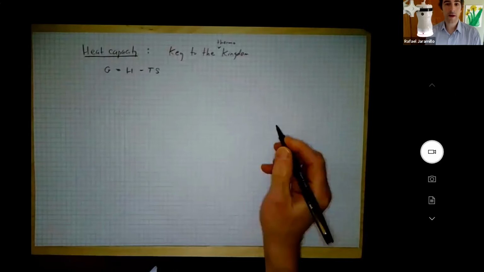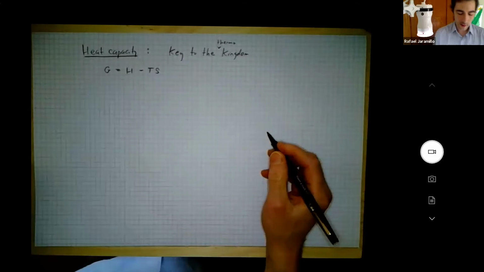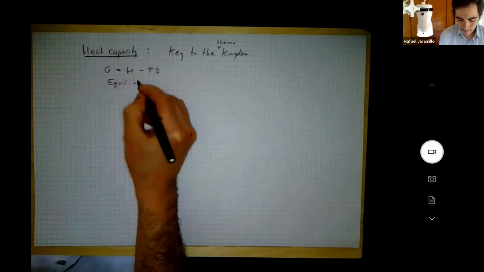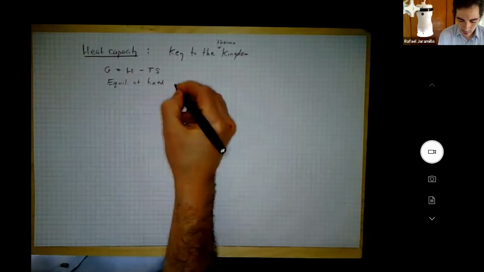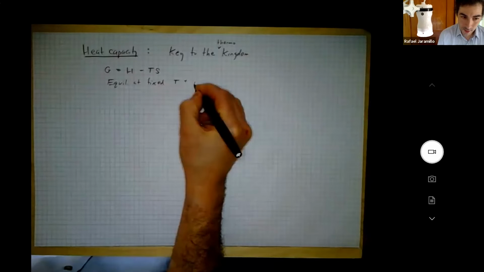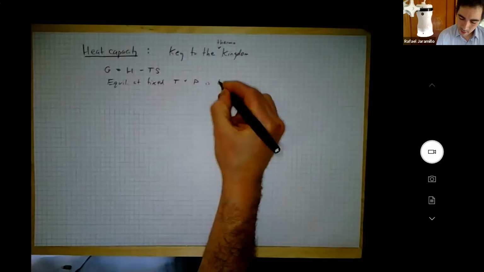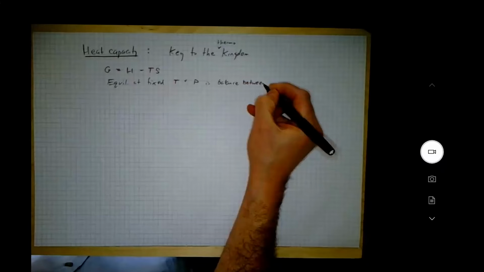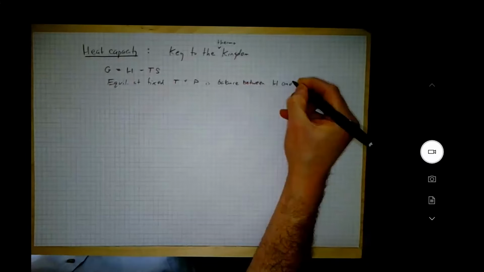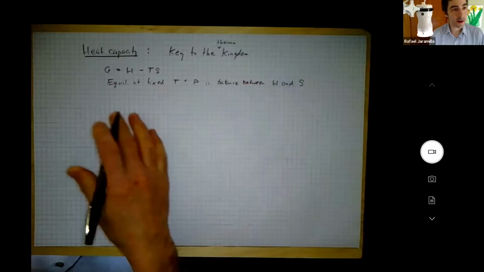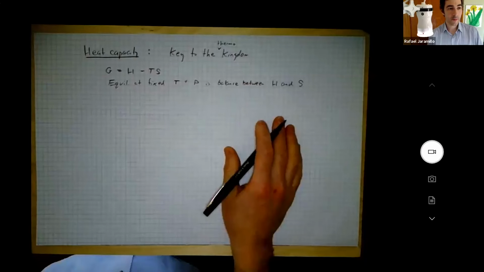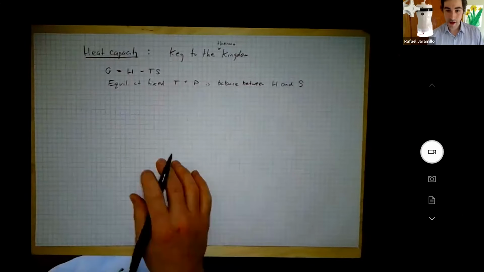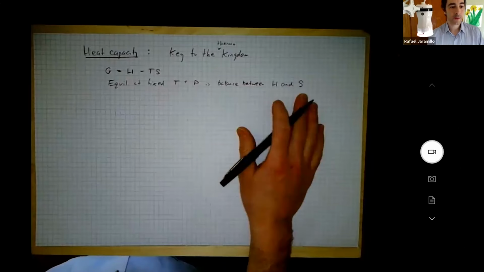So let's see, Gibbs free energy, right? Equilibrium at fixed T and P is balanced between H and S. So this you already saw. This you saw on day one with the baby book and then with the hot and cold packs. Right, we're balancing enthalpy and entropy to find equilibrium.